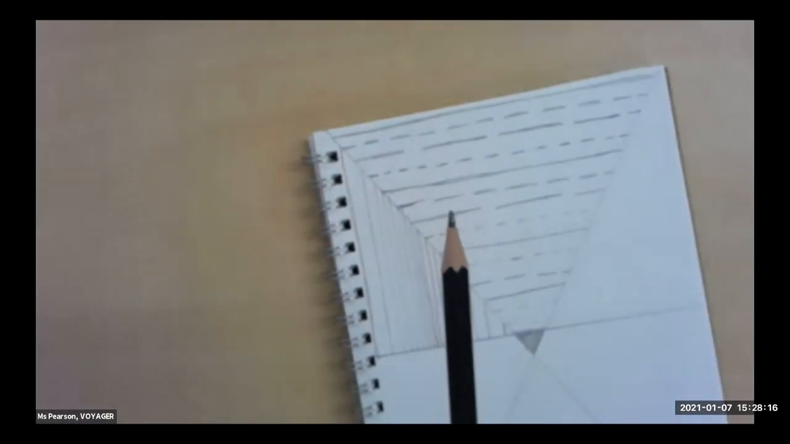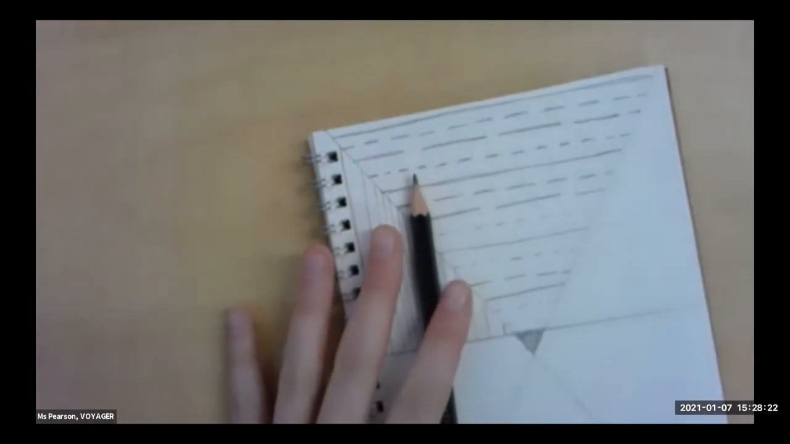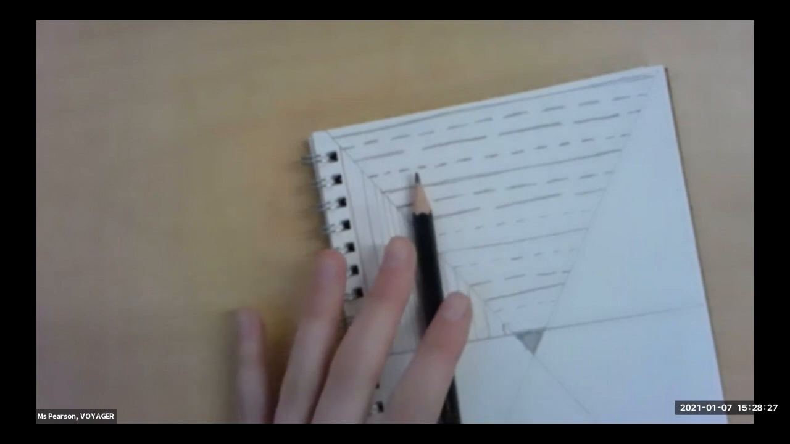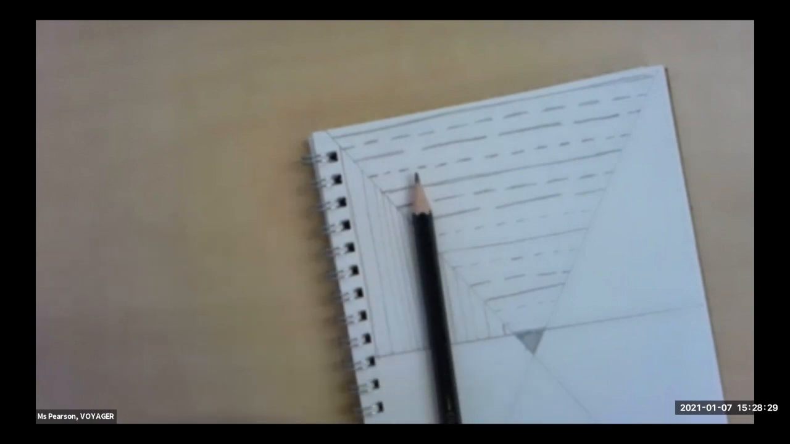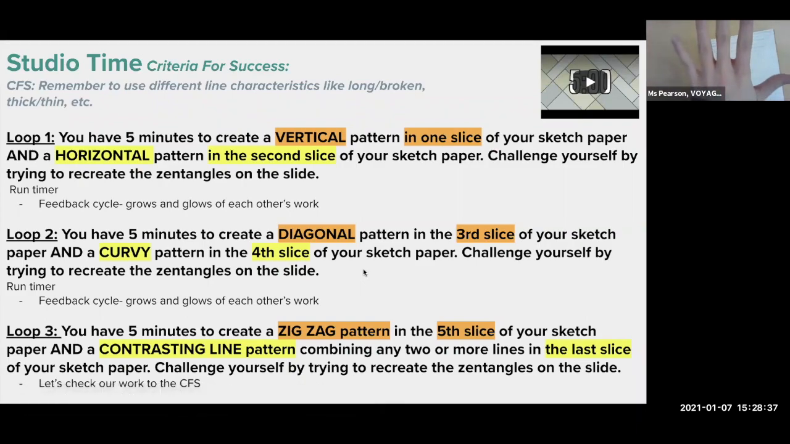Remember, only using... whoop, whoop. Hear that? You know what that means? That means our pencils are down and we're going to be tracking the screen. So I'm going to go ahead and share my screen again so you guys can see what is going to happen in the second loop. All right, so for the second loop, we're going to have another 5 minutes and we're going to be working on this third and the fourth slice. So we're going to be having 5 minutes for 2 slices.